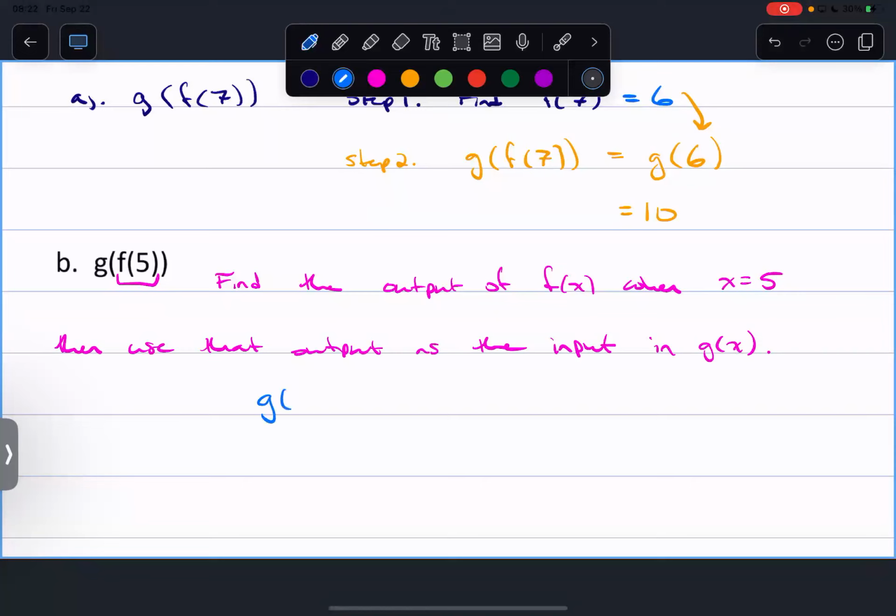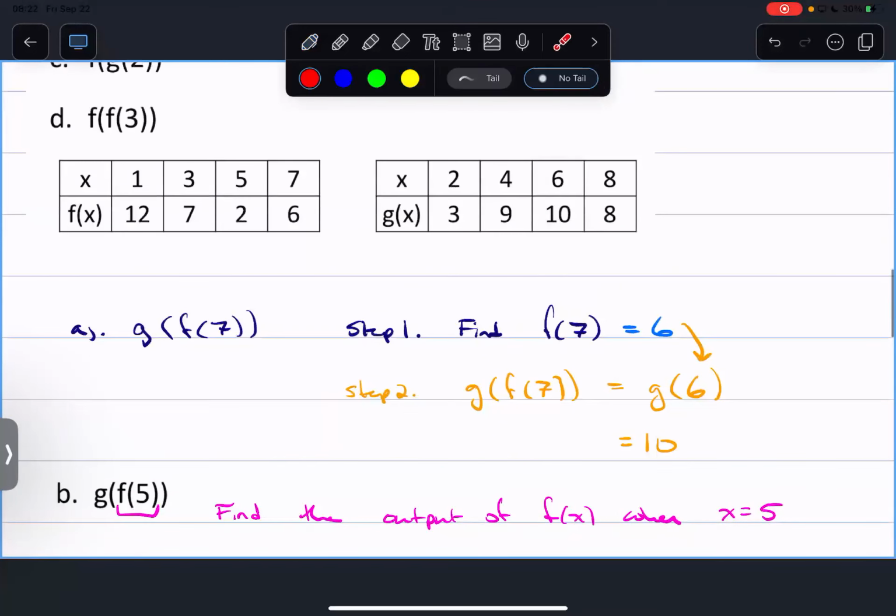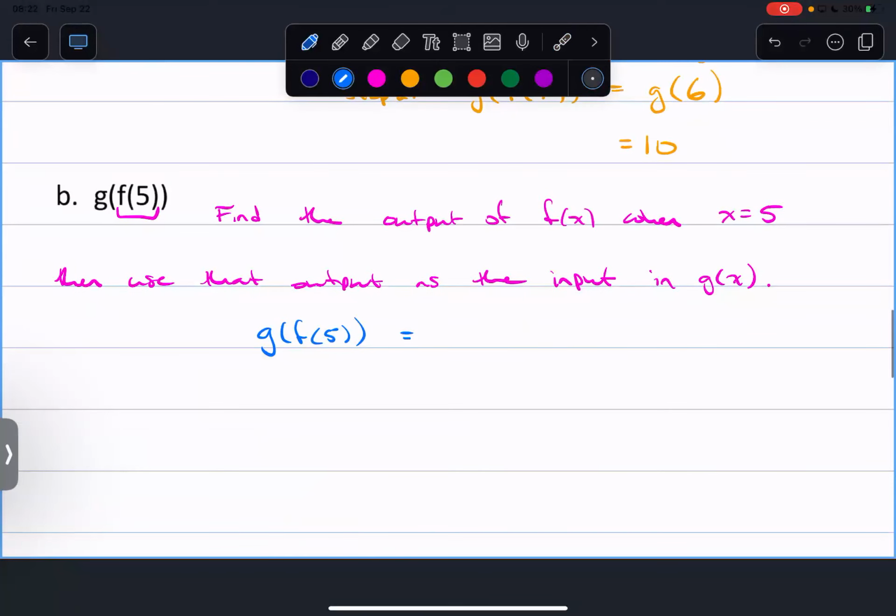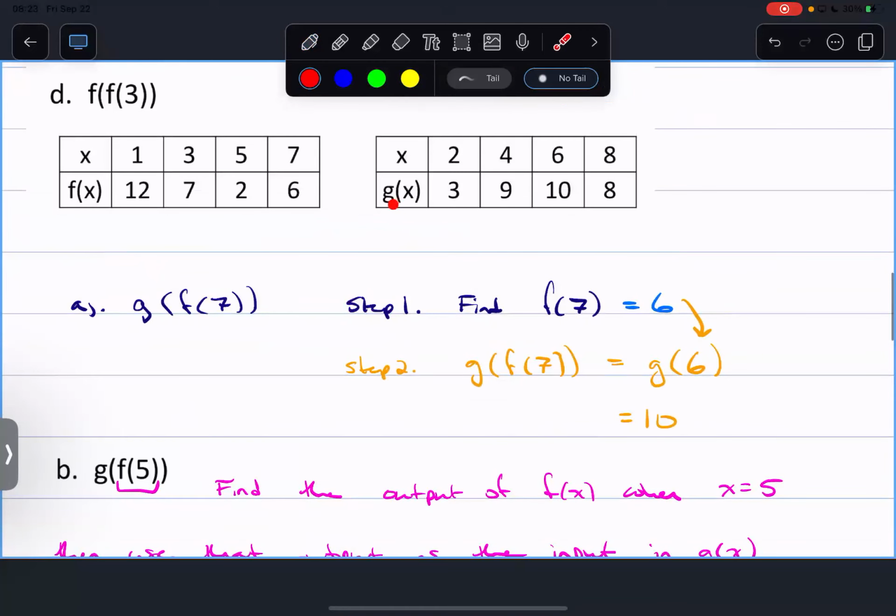So if we have g of f of 5, start on the inside, right? So f of 5, okay, just focus there. Then I have f of x is the output. The input that I want is 5, so then the output is 2. All right, so let's start there. G of 2. Okay. Now we take that 2 as the input into g. So x is 2, the output is 3.